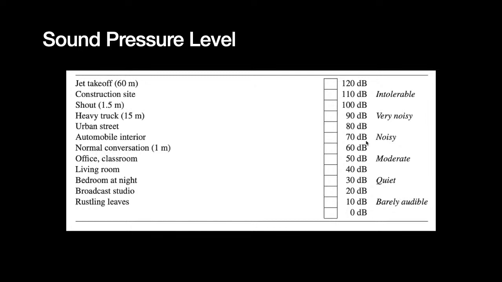These are the other ones: automobile interior, moving automobile, obviously 70 dB, normal conversation 60 dB, normal office 50 dB, classroom 50 dB. I doubt. My classrooms are never lower than a normal conversation, because I always need to shout in a classroom. At home, the dB levels are less. Broadcast studios are 20 dB.